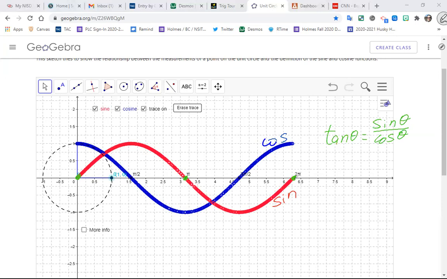It's easy enough. But what happens when cosine equals 0? Let me get a volunteer from Zoomland. If the cosine is equal to 0, what happens then? What happens anytime you divide by 0?